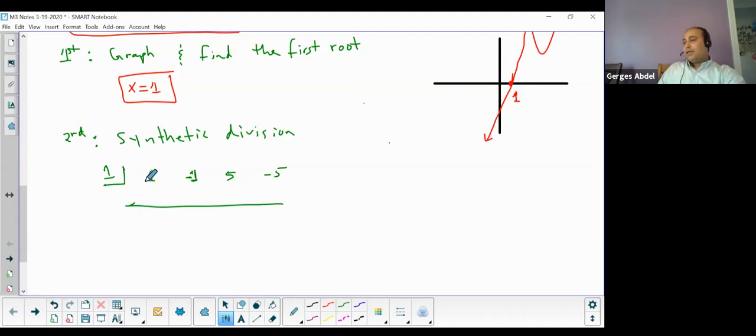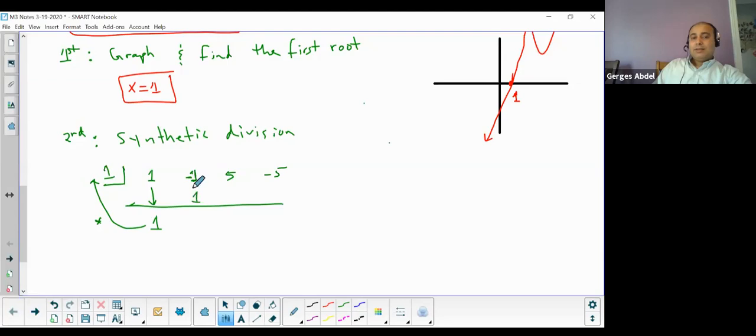All right, so here's the way to do synthetic division. This is a quick review on what we did last week in the class. Positive one, we're gonna bring the positive one down. That's your first step. And then you multiply positive one times one. You multiply this. 1 times 1 is equal to 1 right here.